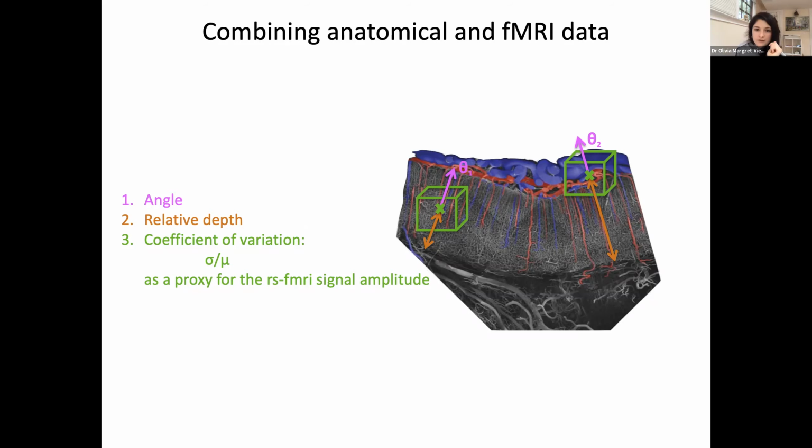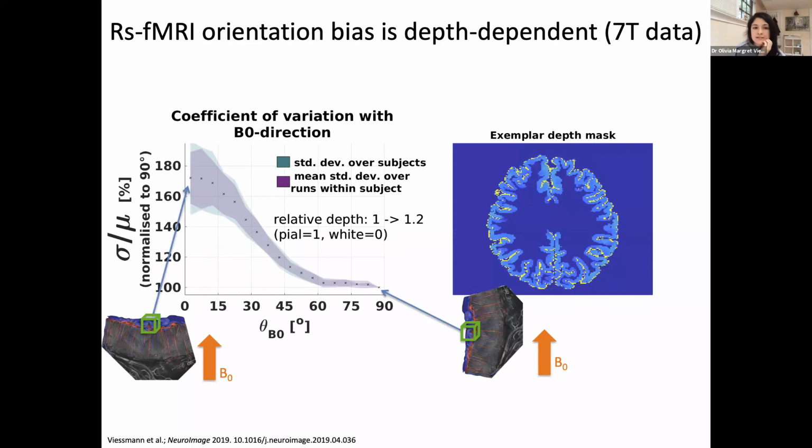So here are the results for the 7T data. Here's a plot of the coefficient of variation sampled at the pial surface, and you can see a voxel mask to the right.